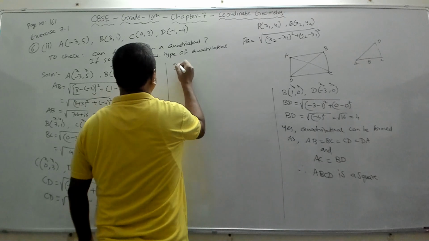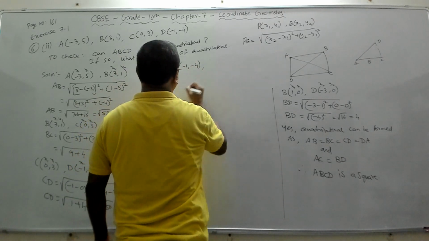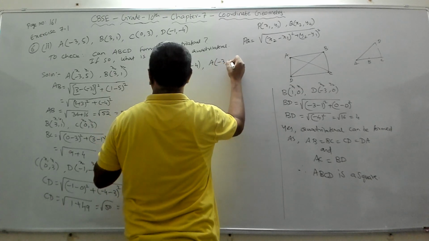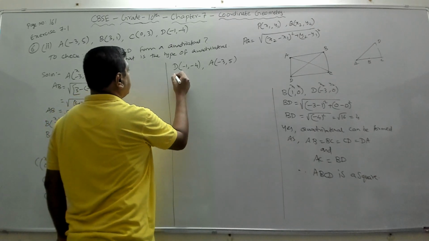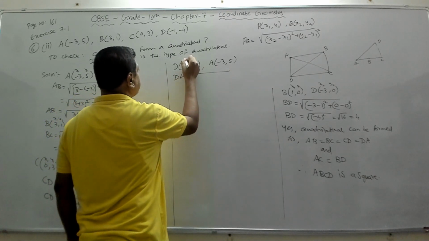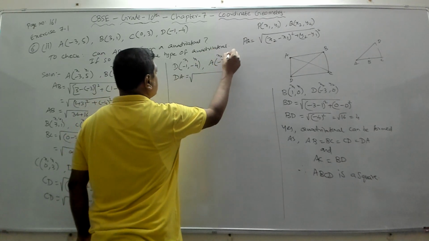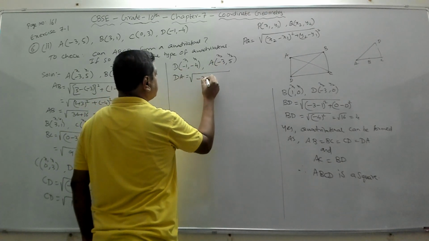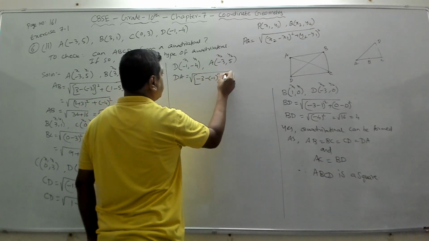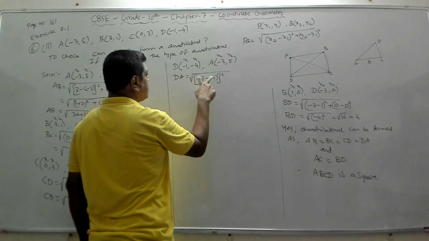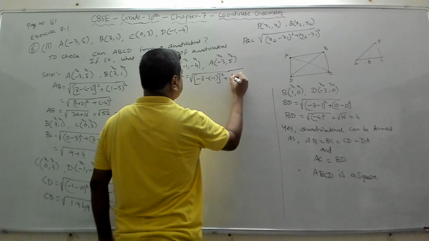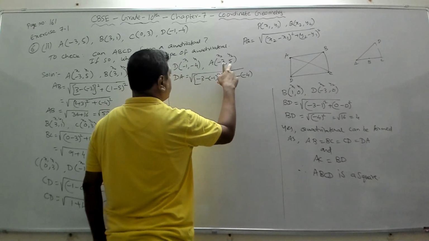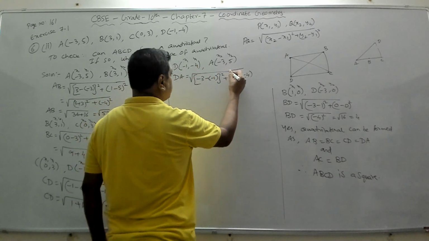So our DA will be, D is (-1, -4), and A is (-3, 5). So DA is equal to the square root of, this is our x1, y1, x2, y2. So x2 minus x1, the whole square: x2 is -3, minus x1 which is -1, the whole square, plus y2, which is 5, minus y1, which is -4, the whole square.